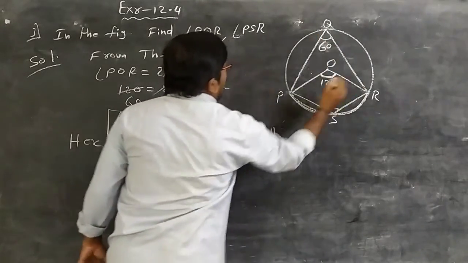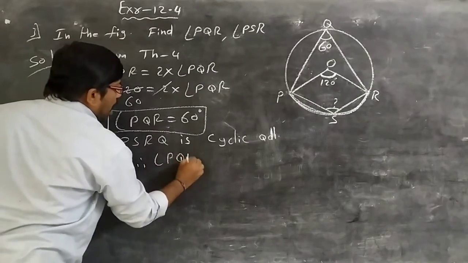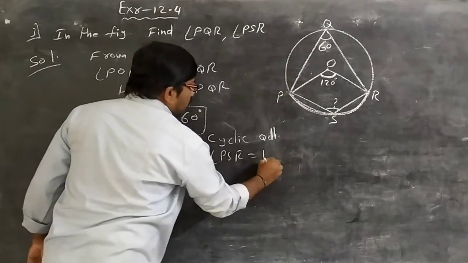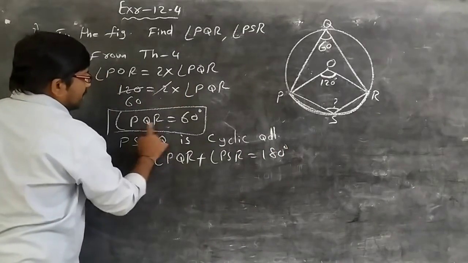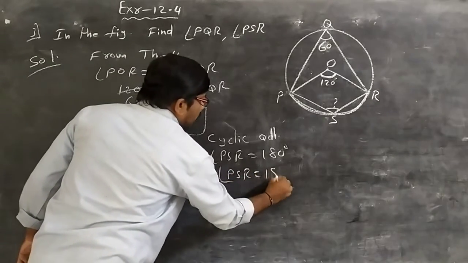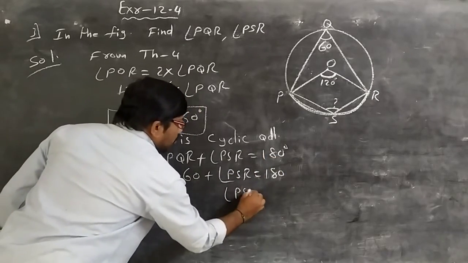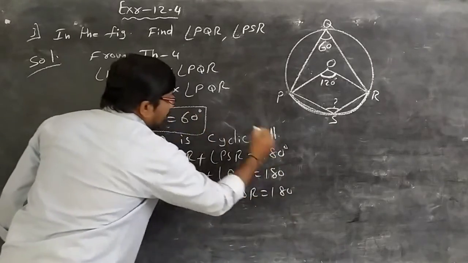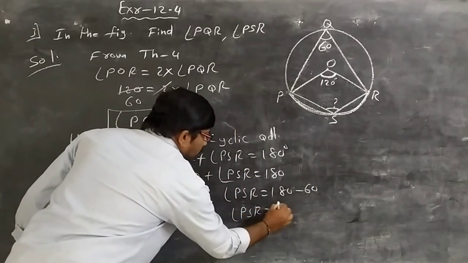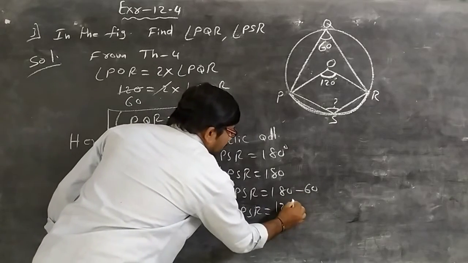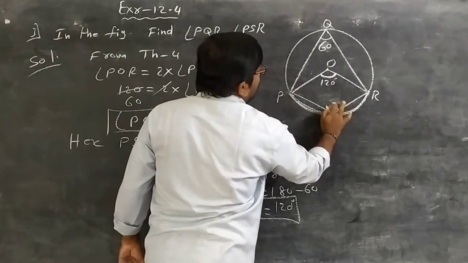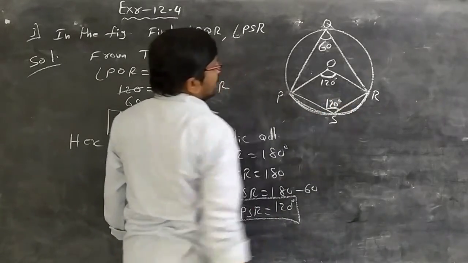So angle PQR plus angle PSR is equal to 180 degrees. PQR is 60, so 60 plus angle PSR is equal to 180. Then angle PSR is equal to 180 minus 60, after taking 60 from left to right. Angle PSR is equal to 120 degrees, right? So angle PSR is 120 degrees. That's it.